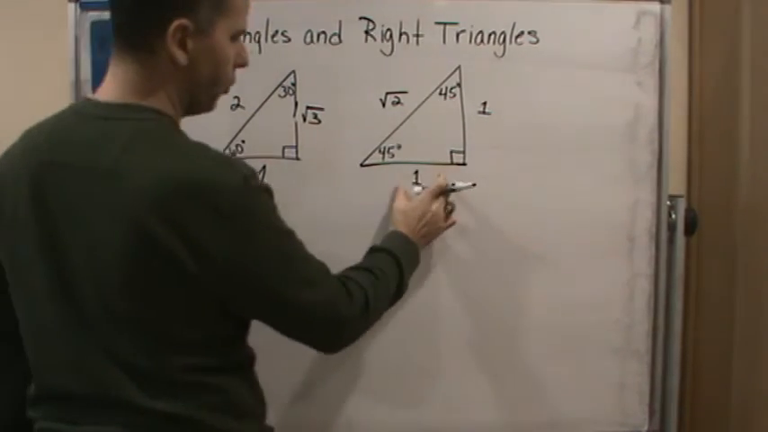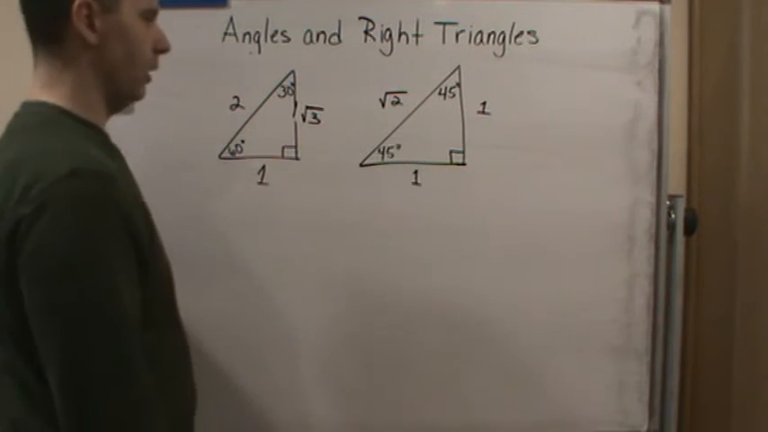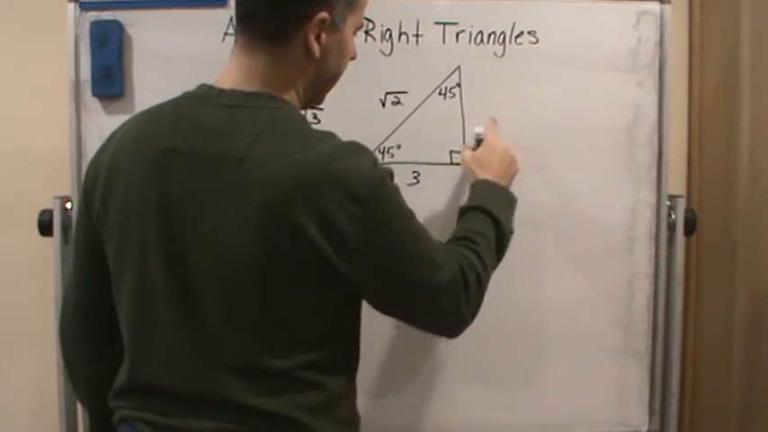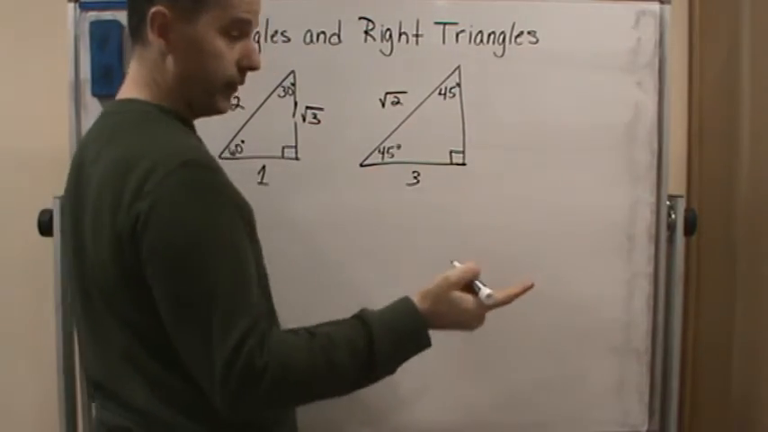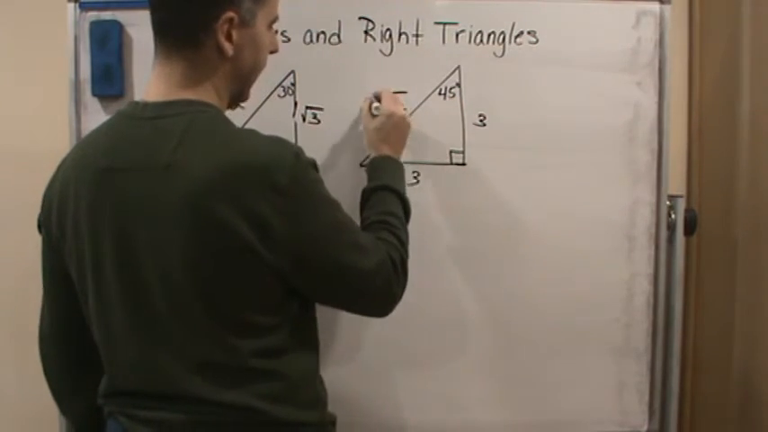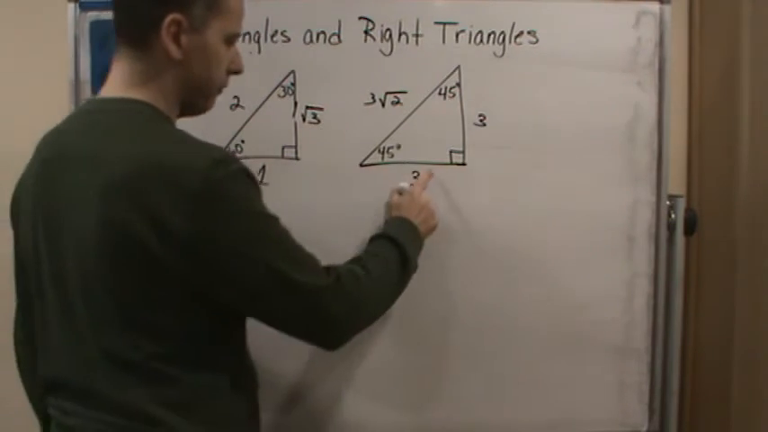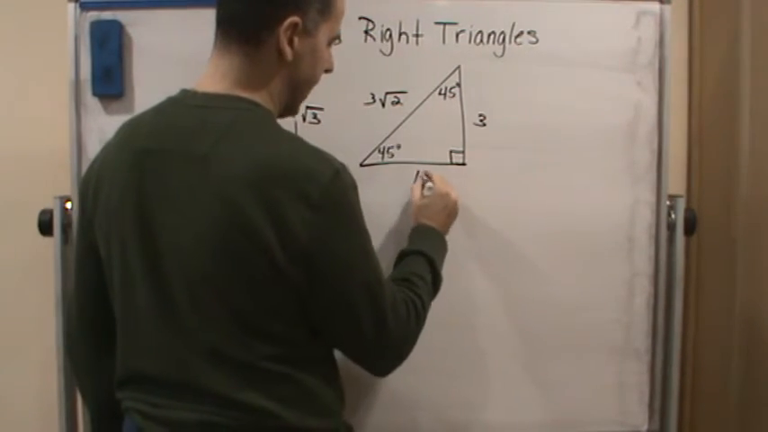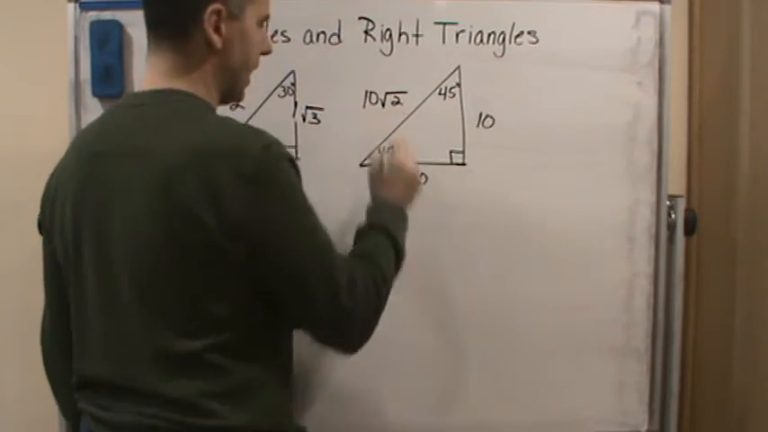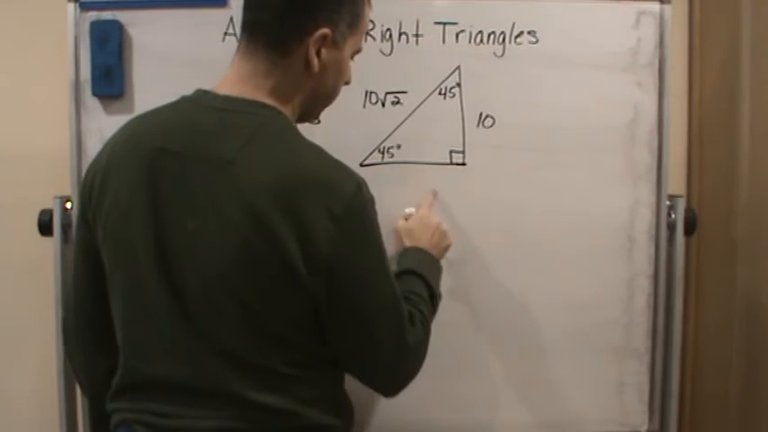The same goes with the 45, 45, 90 triangle. If this length is 3, and it's a 45, 45, 90 triangle, then I know this one has to be length 3, and this one has to be 3 times the square root of 2. Or if the length of this side is 10, then this side also has to be 10, and this side has to be 10 times the square root of 2. So again, I'm using the very smallest unit for these.